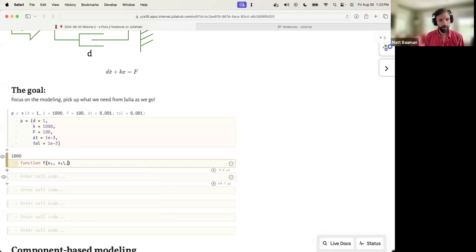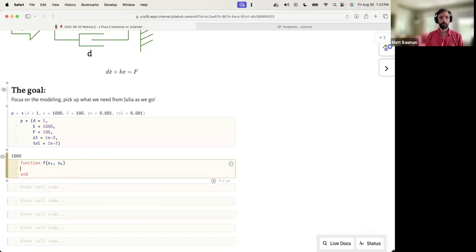So we have f of x, which is going to take our current time, x sub t, and our previous time, which let's just call prev, x underscore p, like that. So at our given time point, we'll have x of t, and at our previous time point, we'll call it x sub p. And what we want to do now is implement this force equation, right? So how do we do that?